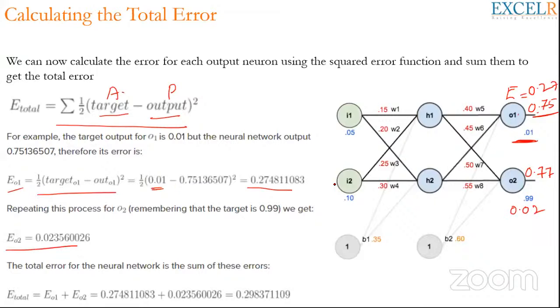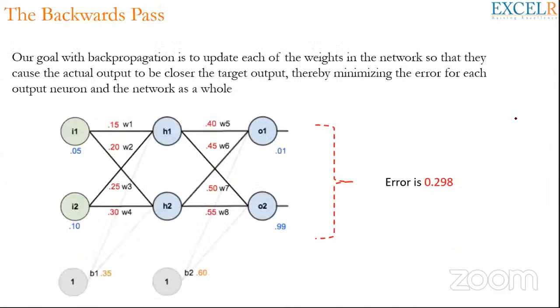The same formula applies by taking these two values. Then sum it up. So the error at the first node and the error at the second node, the output nodes, gives a total error of 0.298, or about 0.3. This is the total error that we have received from this network.